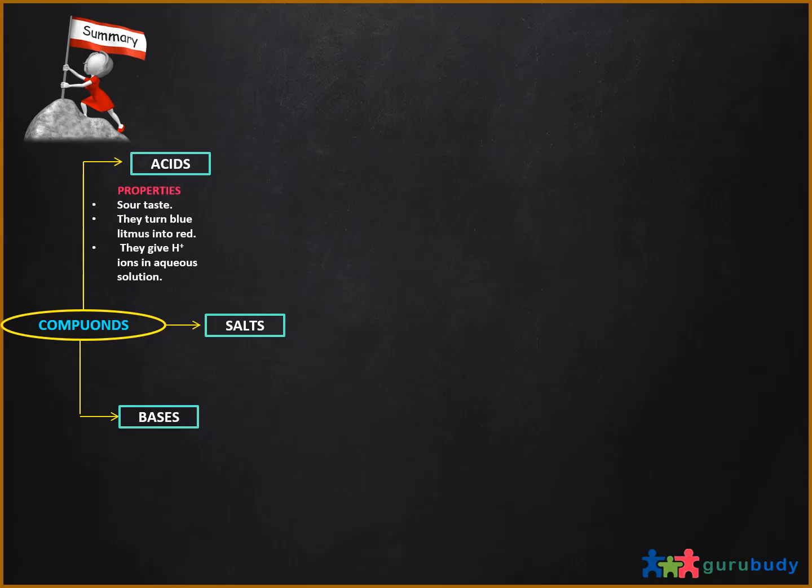Acids. Properties of acids: they are sour in taste, they turn blue litmus red, and they give hydrogen ions in aqueous solution.